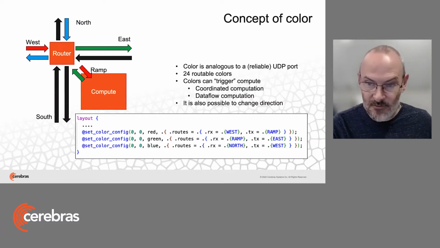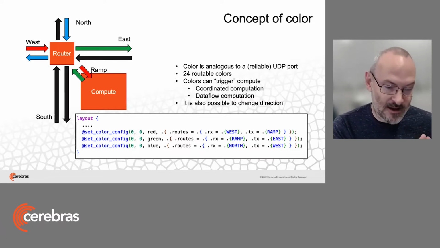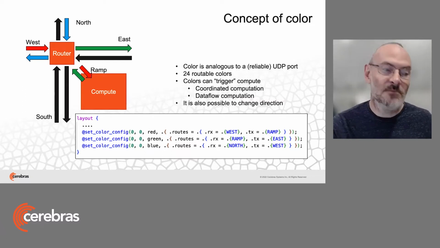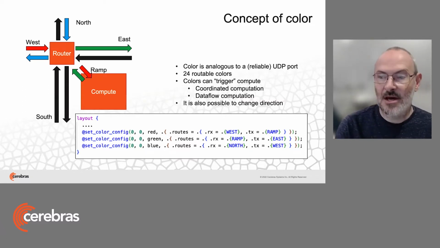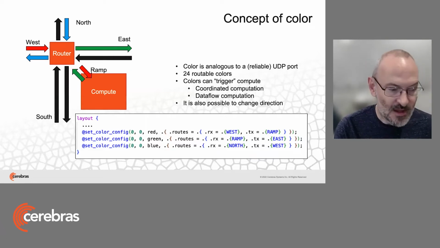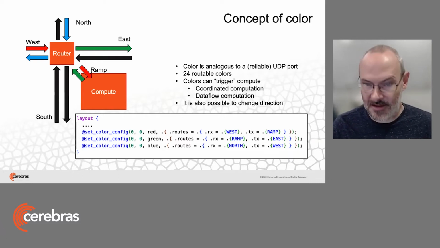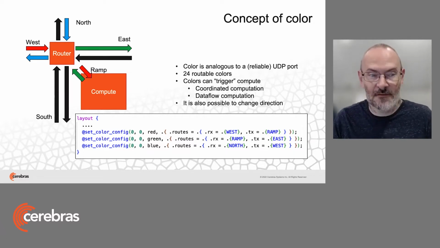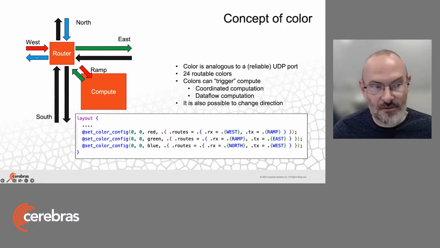Well, we have this concept of color, and I like describing the color of a wavelet like a UDP packet or port. If you're implementing something on Unix, you can listen on a particular port, and then you can trigger some work when data arrives on that port. We have 24 routable colors. The colors are used for other things and triggering other things, but there's a set number of colors that you can use. They're basically ports for listening for things, and this router can, based on these numbers, decide where to send things.